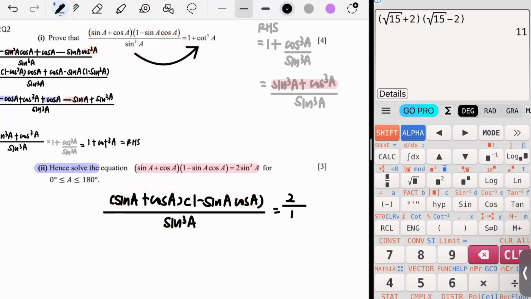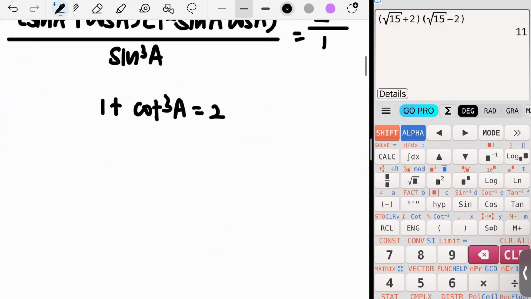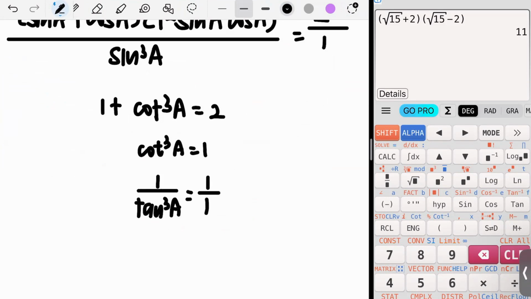So since it looks exactly like this now, we got 1 over cotangent cube A equals to 2. Oh, okay. So then cotangent cube A is equals to 1, which means 1 over tangent cube A is equals to 1. So what's tangent cube A? Tangent cube A will be 1.